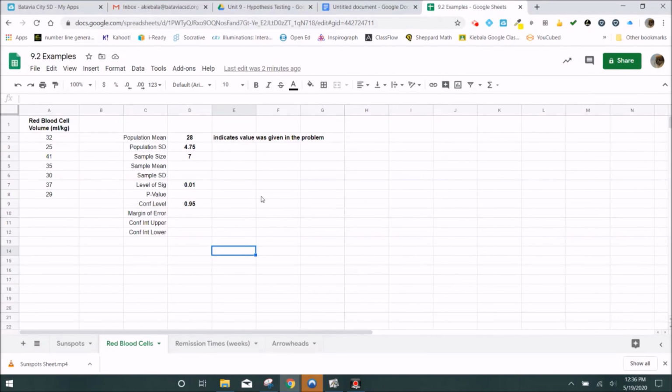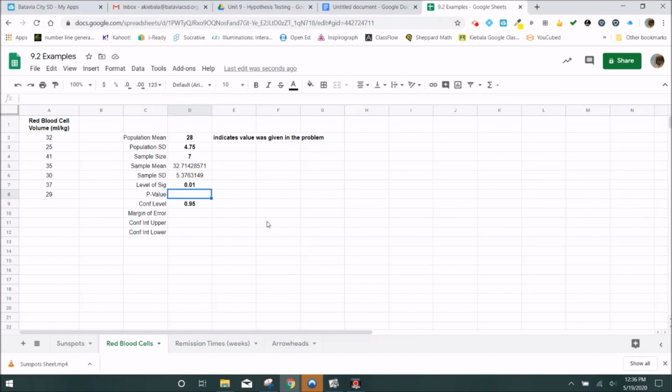All right, so this is the red blood cell volume problem. It gave us the population mean, 28, standard deviation 4.75, 7 tests were completed for, I think, a patient. So let's get the sample mean equals average. And we're going to just highlight, or you could, oops, end parentheses. Okay, there's a sample mean. We don't necessarily have to do the sample standard deviation, but it's good practice. So stdev.s for a sample standard deviation. There it is. It says use a level of significance of 0.01.